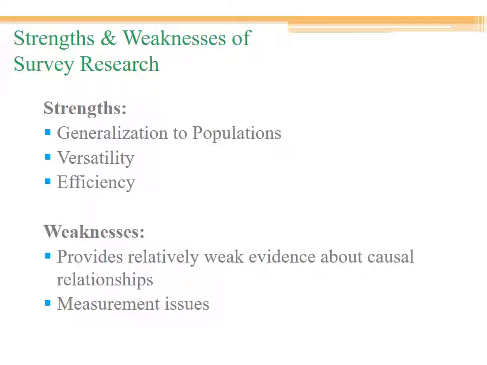However, some of the weaknesses include that it has relatively weak evidence of causal relationships. While an experiment observes the cause and effect, surveys only allow us to interpret possible cause and effect. So we don't know if being a Republican actually causes one to be more pro-gun, but we can interpret this to be so considering the numbers that we see.